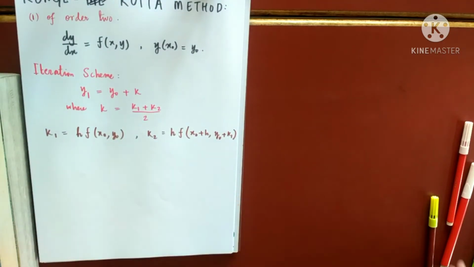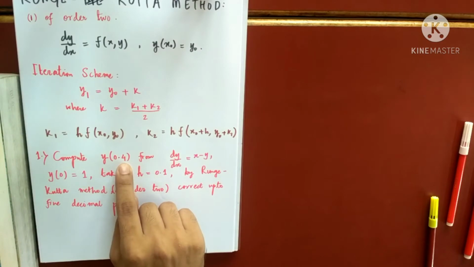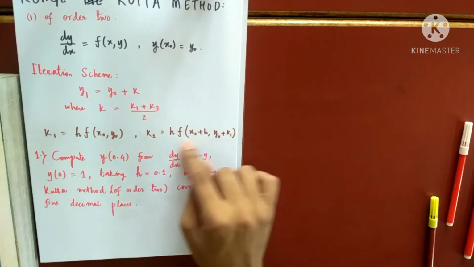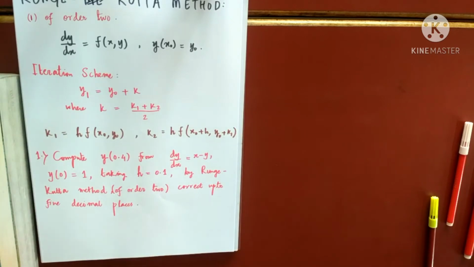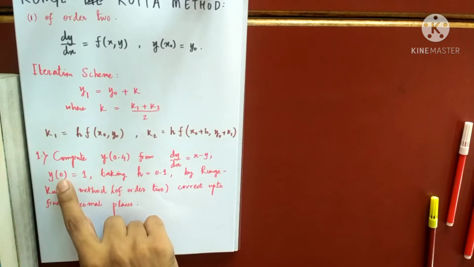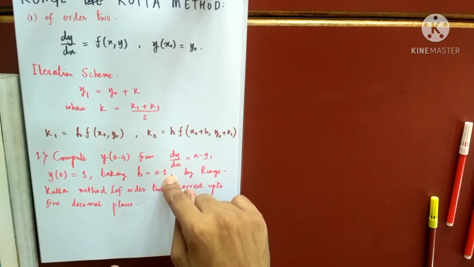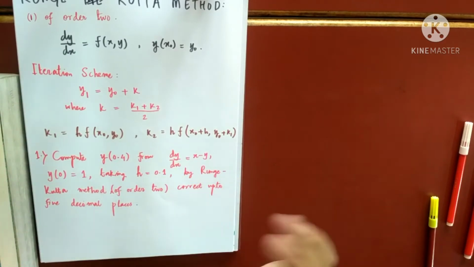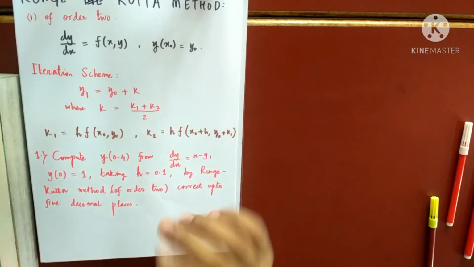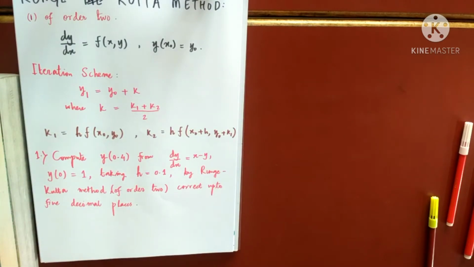Let me teach you by taking an example. Here is the question. You have to compute y at 0.4 from the differential equation dy/dx equals x minus y, y0 is 1. That means x naught is 0, y naught is 1, and taking h equals 0.1. That means you have to go for 4 iterations, from 0 to 0.1, 0.1 to 0.2, 0.2 to 0.3, and 0.3 to 0.4, and then you'll get your answer by the Runge-Kutta method of order 2, correct up to 5 places of decimal.